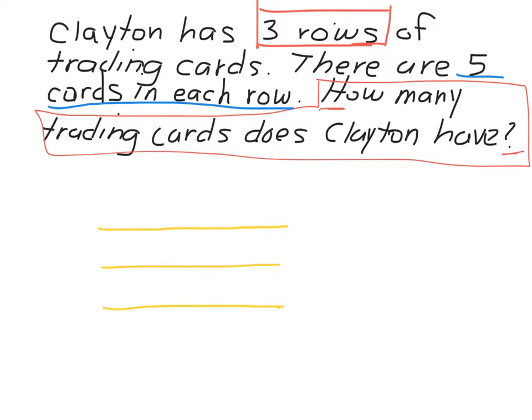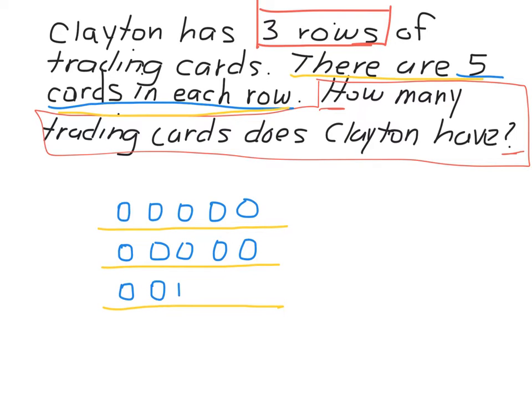Going back to our problem, it says there are 5 cards in each row. So, how many cards would be on this row, the first row? Well, it says 5. So, 1, 2, 3, 4, 5. But not just in one row, in each row. So there are 5 cards in this row. There would be 5 cards in this row. And there would also be 5 cards in this last row. So we're going to go ahead and put that in.